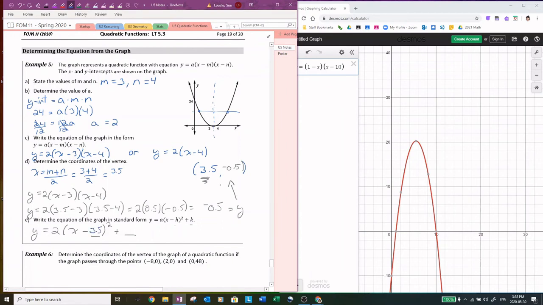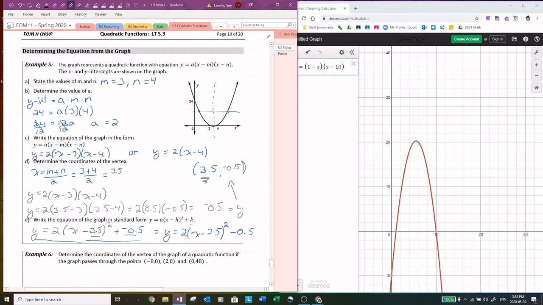And then it's plus the y value, which is negative 0.5. All right, and we would normally rewrite that as y equals 2 times x minus 3.5 all squared minus 0.5. Okay, but I will accept this one because I would rather you wrote it this way, because you're more likely to get the signs correct if you write it this way than if you try to write it this way, especially with the x one, because it's a negative, so you have to change it. But either of those is okay.